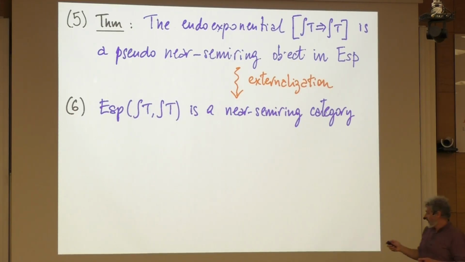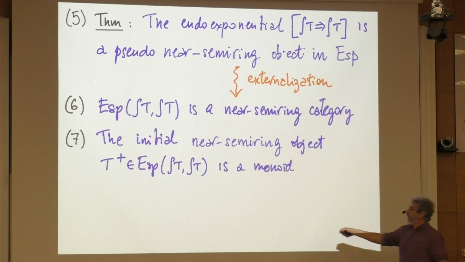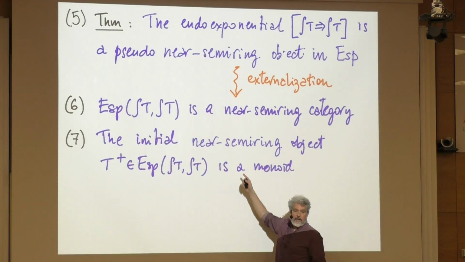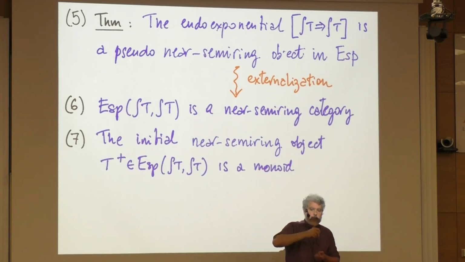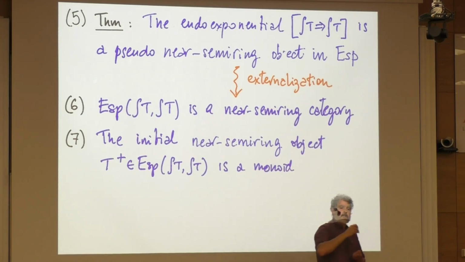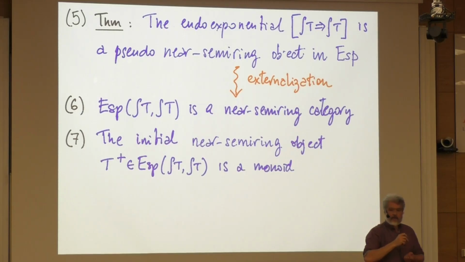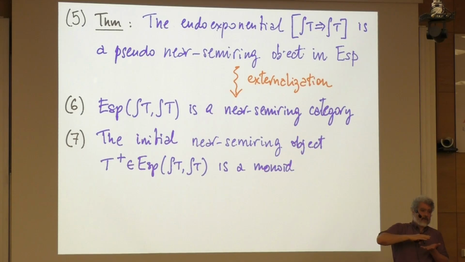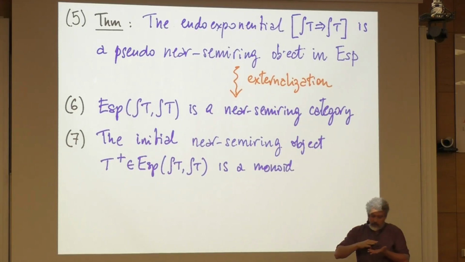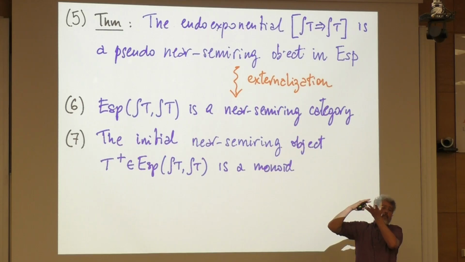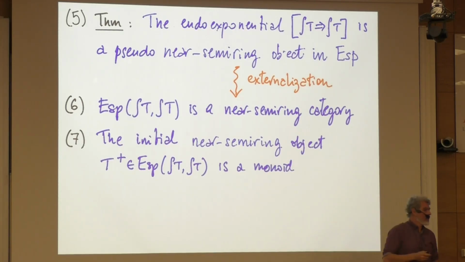Okay, and now one more step. What is the plus construction? It is nothing but the initial near semi-ring object with respect to this near semi-ring structure. And this is how you generate higher dimensional structure starting from one operad on some set of colors to an operad colored by the operations of the initial operad. Okay? And this is essentially what's happening in the plus construction.